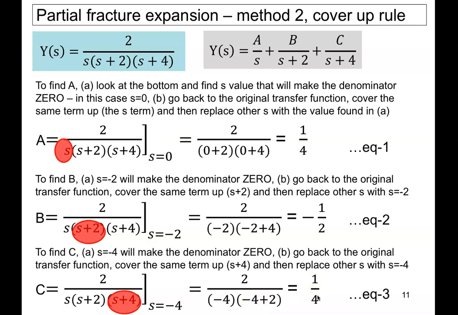You don't have to find the common denominators, and you don't have to solve simultaneous equations. Just cover that thing up or cross it out, whatever you like.